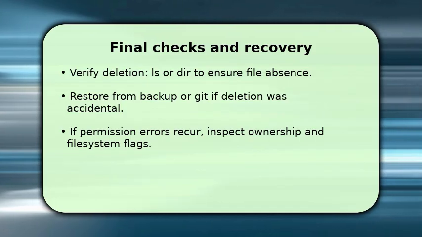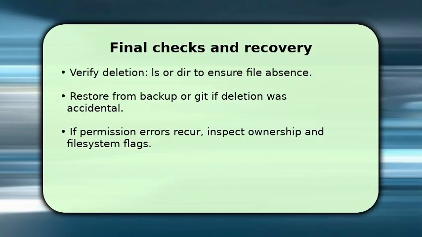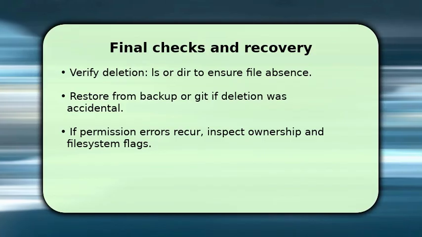If deletion failed due to permissions, use sudo or adjust ownership with chown, but be cautious. Changing permissions can affect system security. One key troubleshooting tip: if the file keeps reappearing, check for build tools, deployment scripts, or cron jobs that might recreate it, and disable them before deleting again.